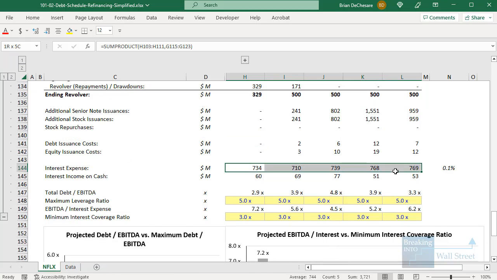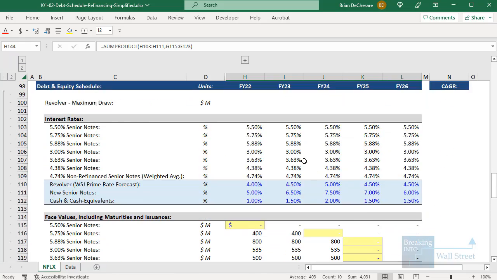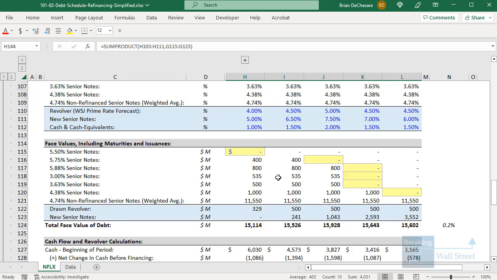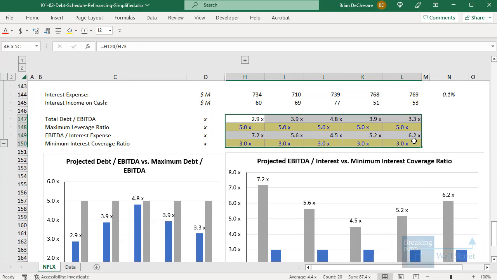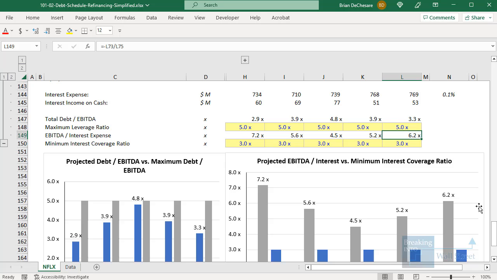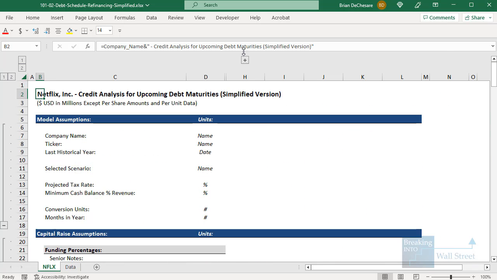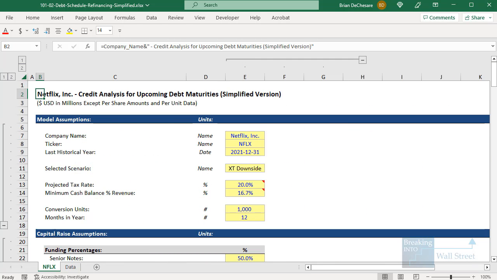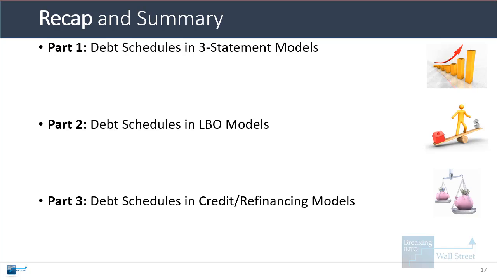Instead, we then calculate the interest expense, the interest income, linked everything on the cash flow projections and looked at the credit stats and ratios and saw how they change in different scenarios. That's about it for this tutorial. Hopefully now you know a little bit more about debt schedules and you have some examples of how they work and how to build them for 3-statement models, LBO models, and also refinancing scenarios.